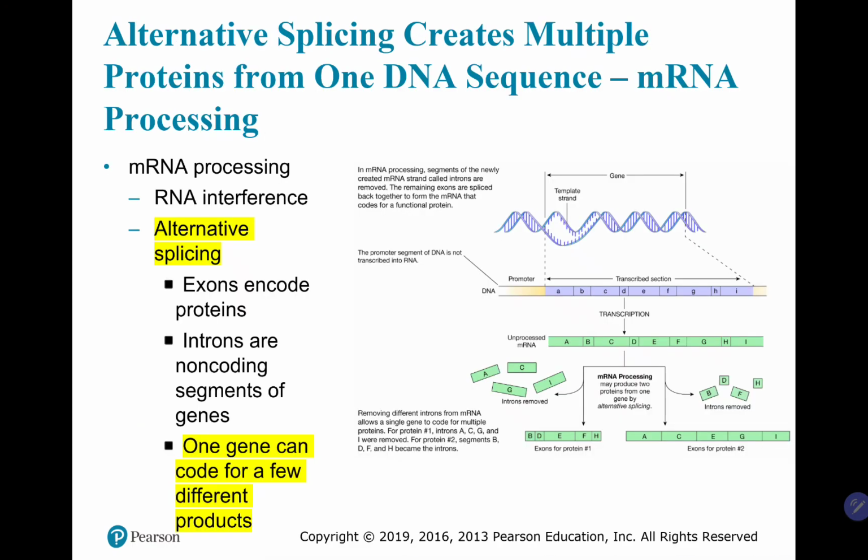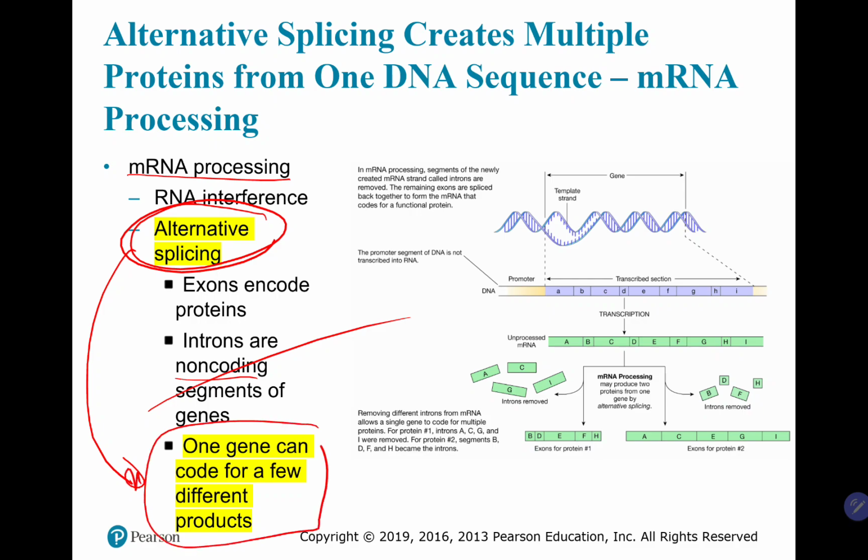We also have a process of mRNA processing, right? One of those processes is called alternative splicing. And so the exons that encode for protein, they're good, but the introns are non-coding segments, so they're spliced out. And so basically from alternative splicing, we can get one gene that can code for a few different products. Okay?